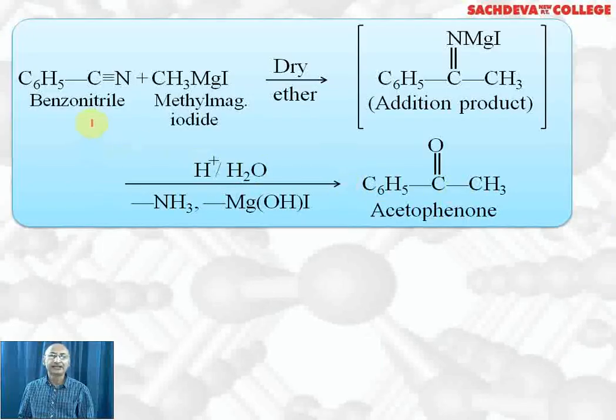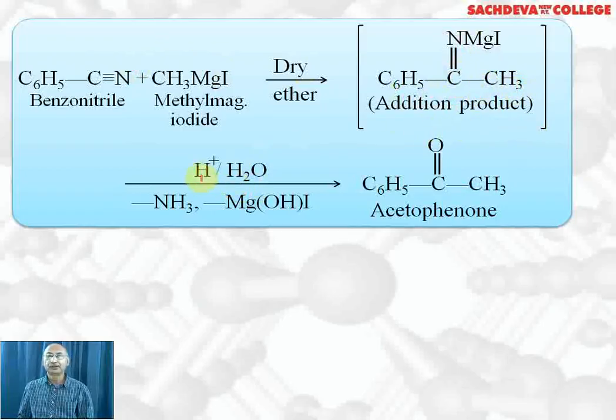Another example we are taking here, we have taken benzonitrile and reacting with methyl magnesium halide. CH3 will attack this carbon of the cyanide which is positively charged. Nitrogen being negatively charged will combine with MgI. So we get C6H5, C double bond NMgI and CH3 is here. This is the addition product.